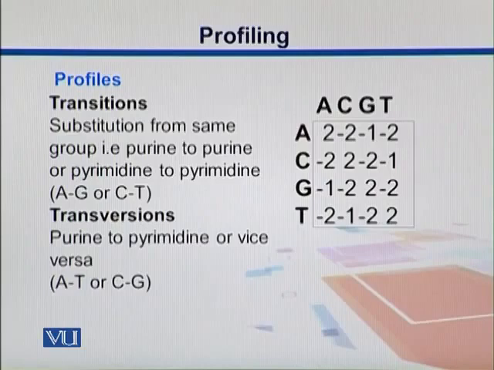What are transitions? These are the substitutions from the same group, that is purine to purine or pyrimidine to pyrimidine. So if in this matrix we have an A on one side and an A on the other side, we come up with a score which is +2, and we have different scores. For example, if A replaces C, that is -2, because A is coming from the purine group and C is coming from the pyrimidine group.